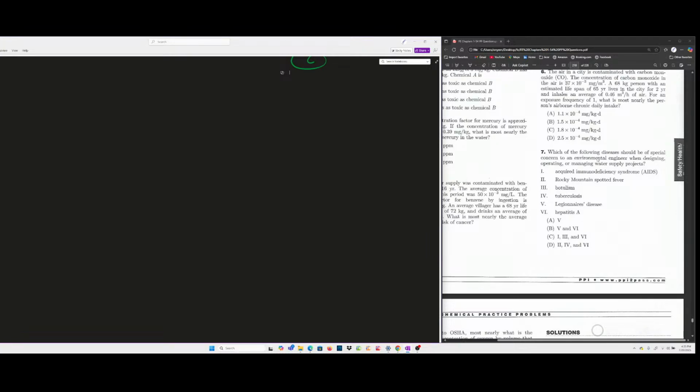So hepatitis B, is it waterborne, or is there something off? Because I didn't solve this. I just left it because I assumed it was going to be easy. Because my question is, I can see V and I know it can be only V. So VI, hepatitis A, is it waterborne? Let me check that. I don't think it's waterborne, but let me see. Let me check hepatitis A and tuberculosis.